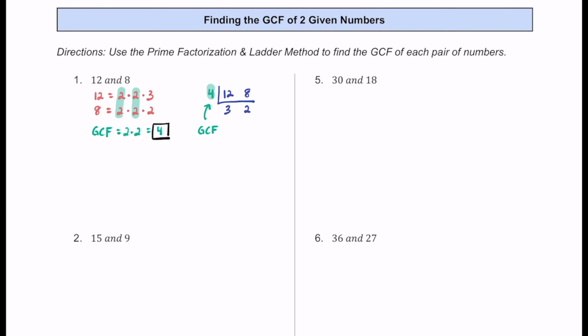This 3 and 2 at the very bottom here, we call them relatively prime. So this 3 and 2 have nothing in common. Their GCF would be 1, so you know you can stop.